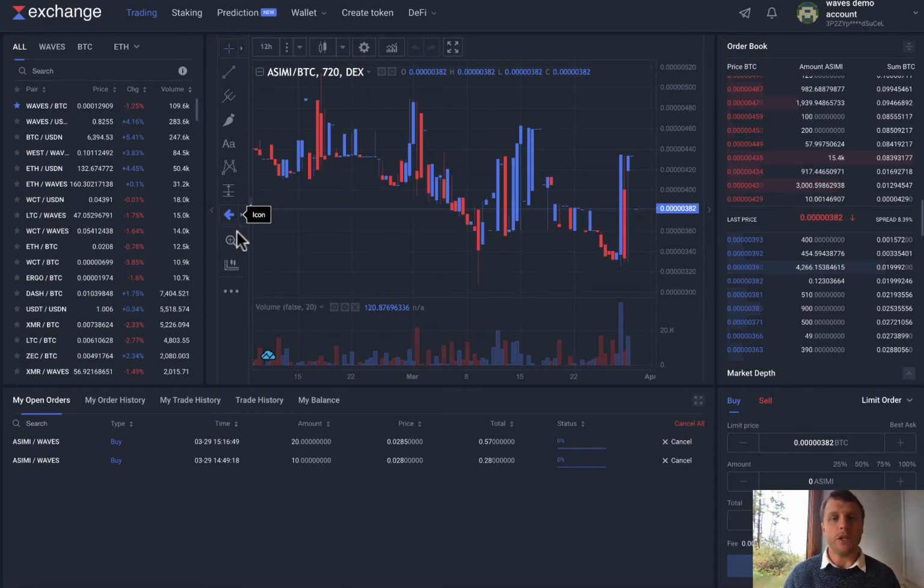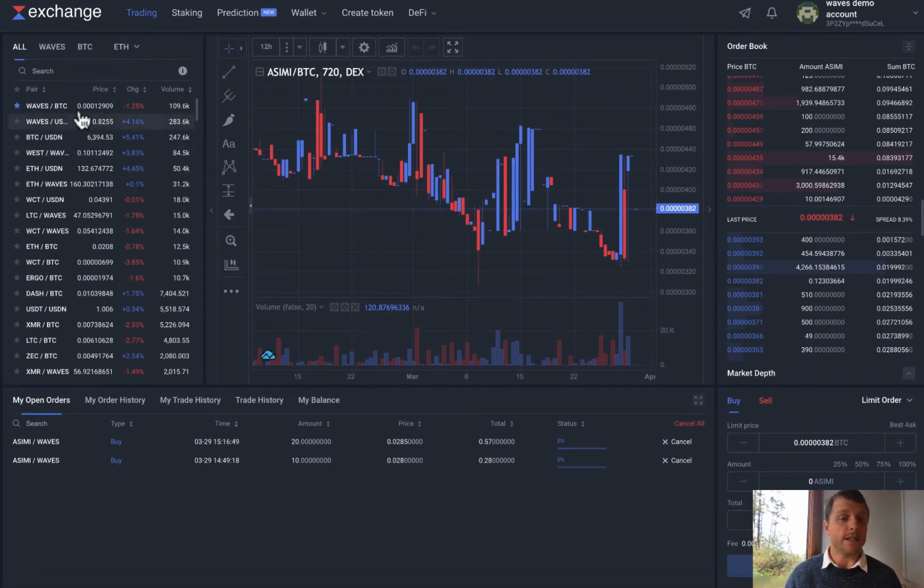At the moment, you can see right here in the middle of the screen, Asimi and Bitcoin. What that means is I could either have Asimi and then exchange it for Bitcoin, or I could have Bitcoin and then exchange it for Asimi. Whenever we're on the trading platform, this is the pair that we are trading at this time.